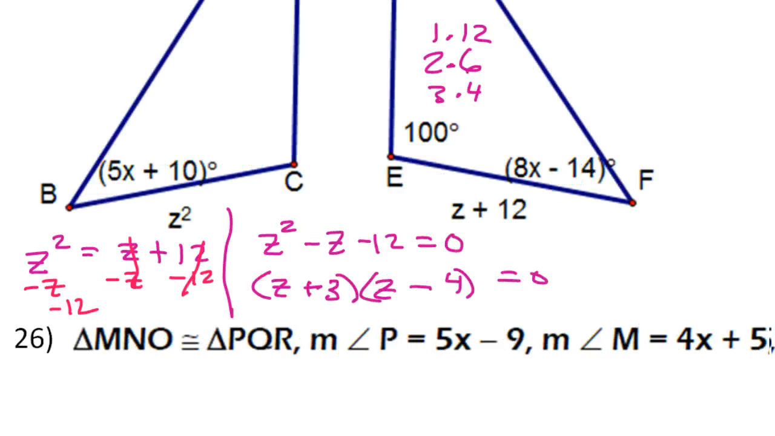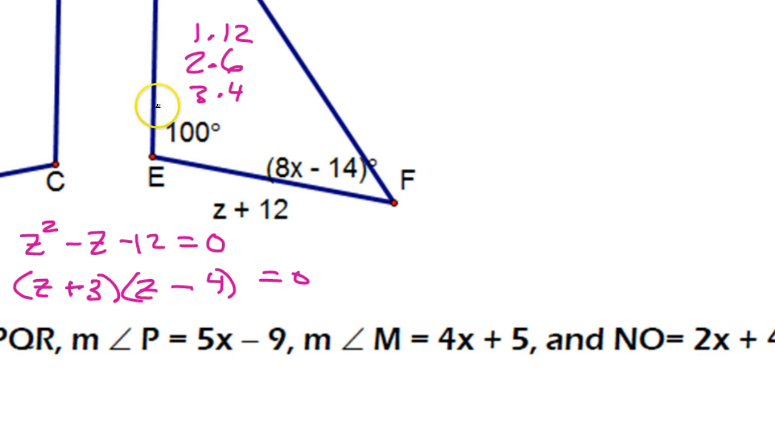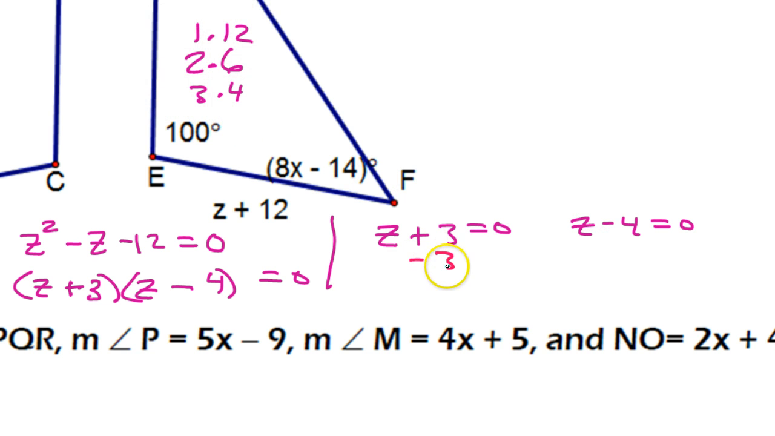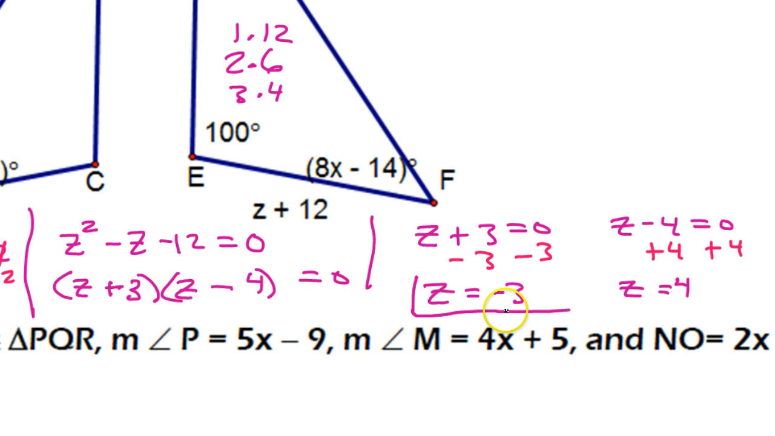To find the actual answers, though, we need to take a step further and set these factors equal to 0. So z plus 3 equals 0, or z minus 4 equals 0. On this one, we need to subtract 3 from both sides. On this one, we would add 4 to both sides. So this will give me z equals negative 3, and this will give me z equals 4. So we just have 2 answers for z.